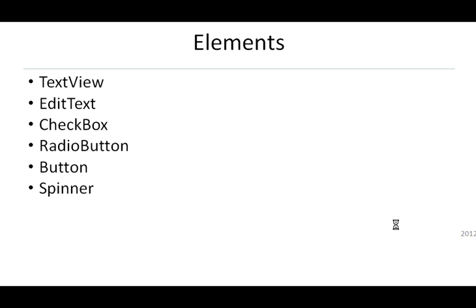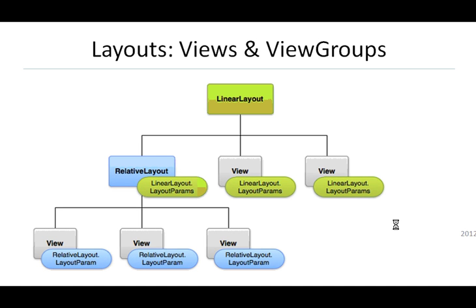Now, in most application designs we will be using these types of elements: text view, edit text, checkbox, radio button, spinners and buttons. There are multiple other elements also available for advanced-level designing, which we will see later, right? So as you know, the View element is the base class of all our user elements.